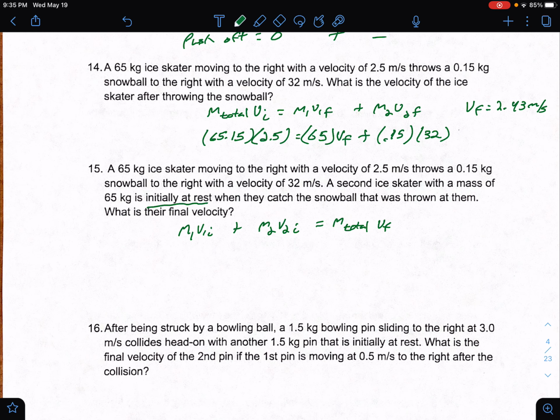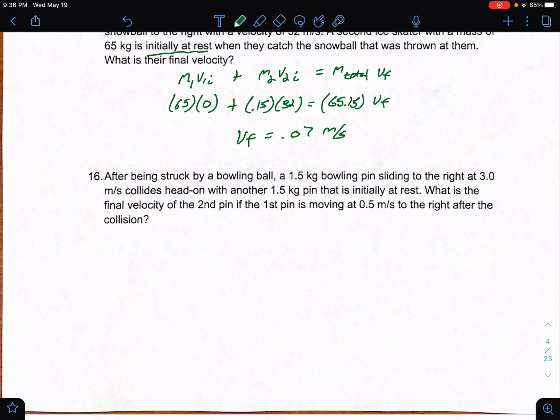Okay, so I'm going to say M1 is my skater. So my M1 is going to be 65, and that skater is sitting still, so that's easy. You have an initial velocity of 0. Plus, the snowball that's coming in is 0.15 kilograms, and it's coming in with a velocity of 32 meters per second. Then they combine, so now my mass is back to 65.15, and I'm looking for VF. If you were to simplify that and get VF by itself, it should get 0.07 meters per second.